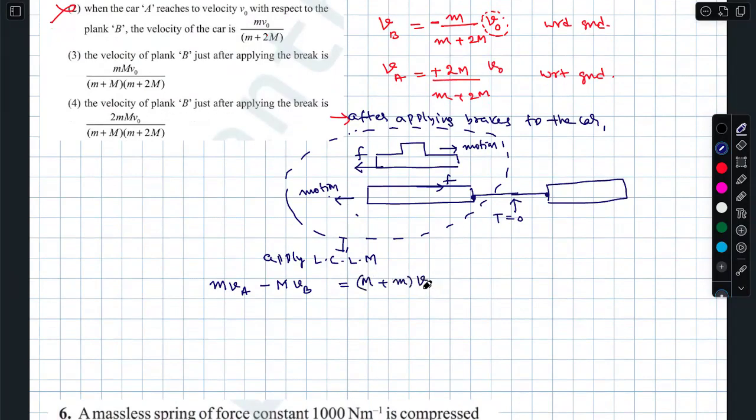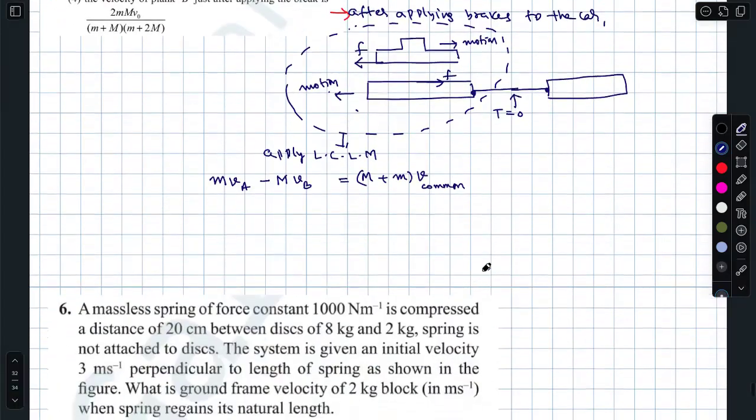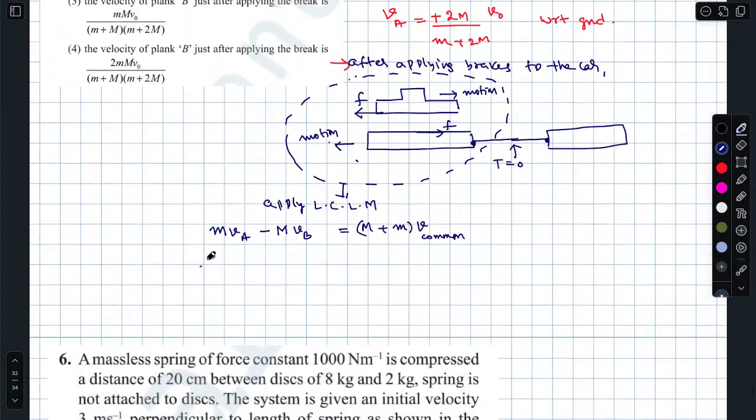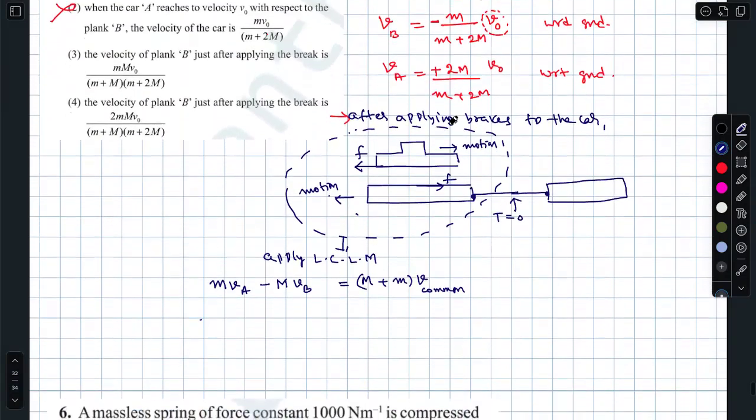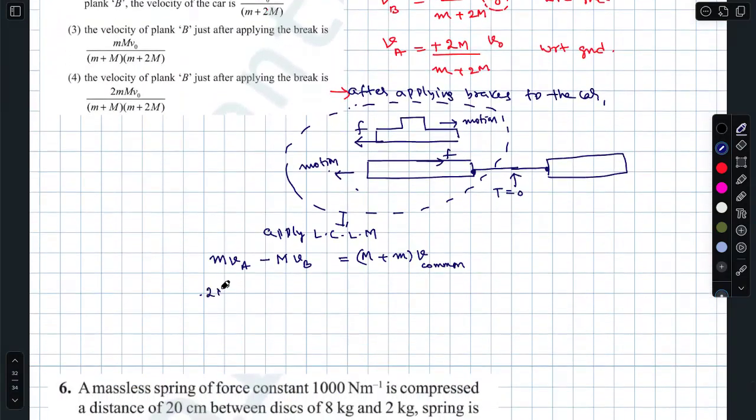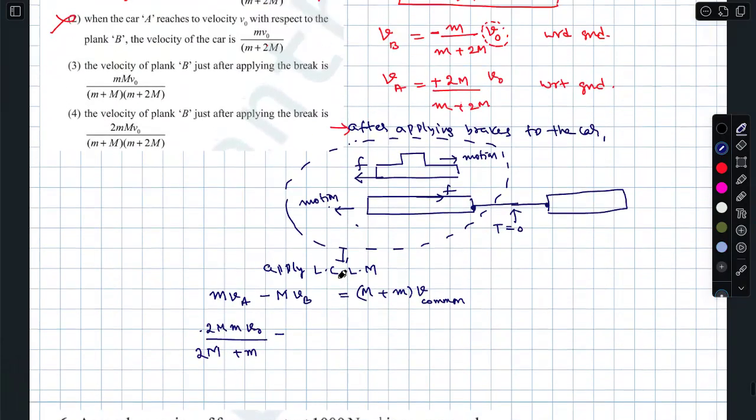V common. Right. Any doubt? Now, MVA will become 2 capital M small m V naught by 2 capital M plus small m minus MVB.